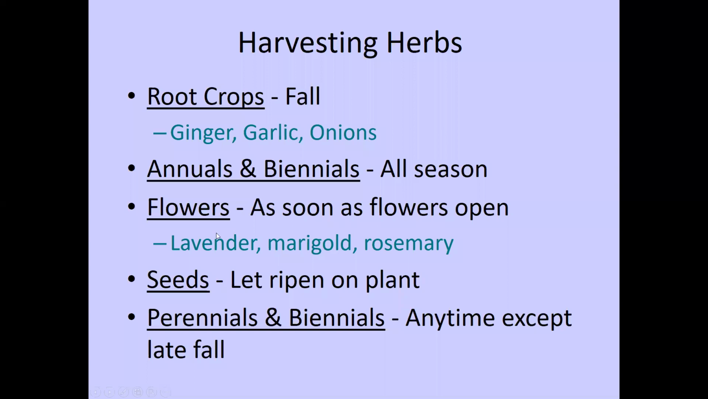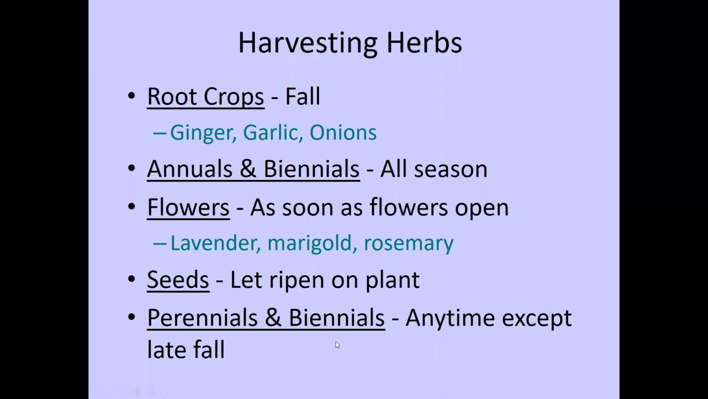Flowers, anything that you're going to harvest for flowers like lavender, marigolds, or rosemary, you want to harvest them as soon as the flowers begin to open. Anything with seeds like coriander, the best thing is to let the seeds ripen on the plant as much as possible before harvesting. That ensures that all the nutrients for the plant are going to go into the seeds, and that way you're going to have very nutritious seeds to harvest.